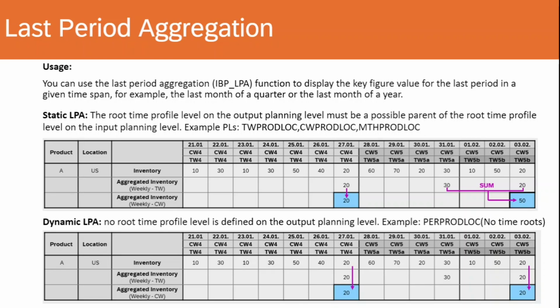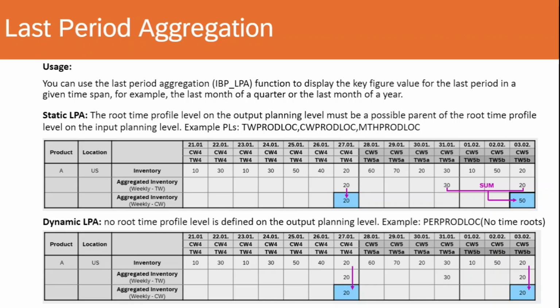All the stock key figures except the stock on hand would use this last period aggregation. Let's take an example of safety stock, projected stock, or inventory target. All these key figures would use this last period aggregation, and that's the correct way of using those key figures. The stock on hand will not be using this because the stock on hand value would always be taken from the current day or current week, right?